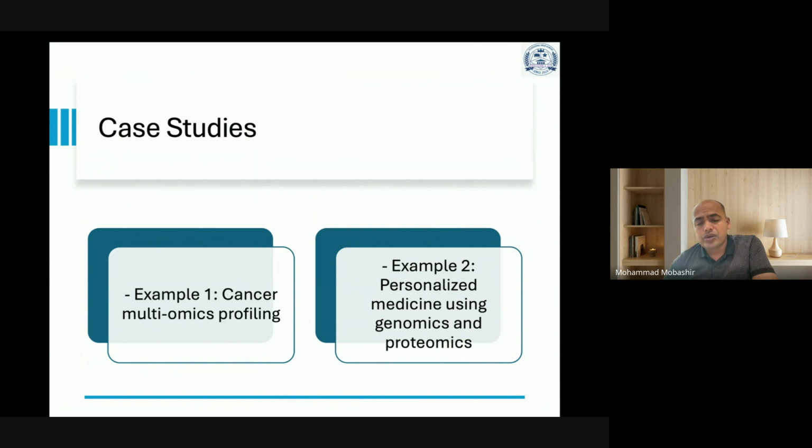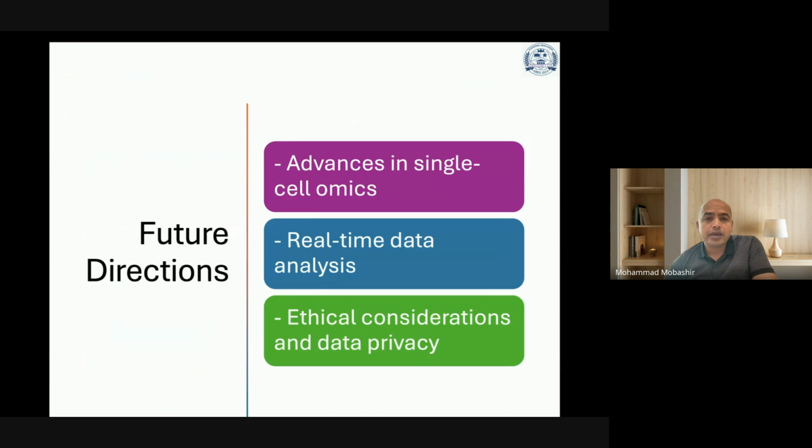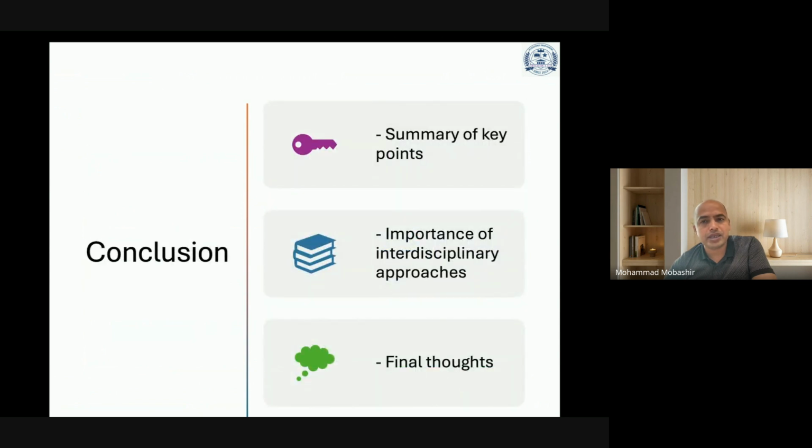There are also applications in plant sciences. So some kind of metagenomics analysis, and then metatranscriptome analysis. Some more things like microorganisms could also be studied. And future directions like advances in single-cell sequencing, real-time data analysis, ethical considerations, and data privacy.